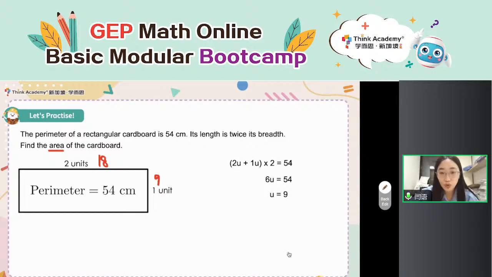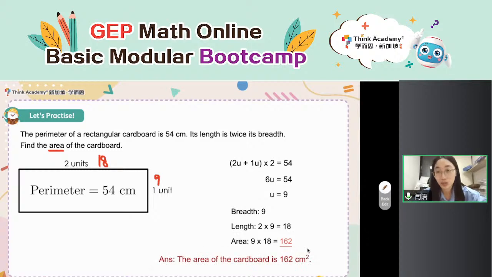Then following this, what should we do? We need to multiply them together. So you can see the answer should be 9 times 18. So actually, it is 162. This is the final answer. Yes, this is the final answer, 162 centimeters square. 126, no. What happened to your calculation? 9 times 18, that is 162.